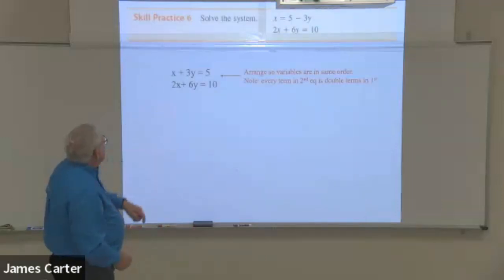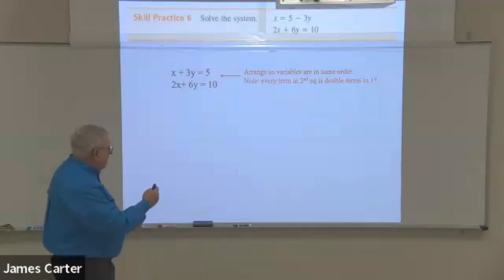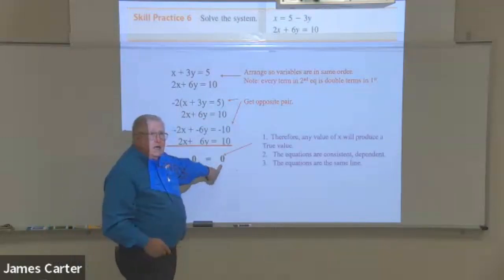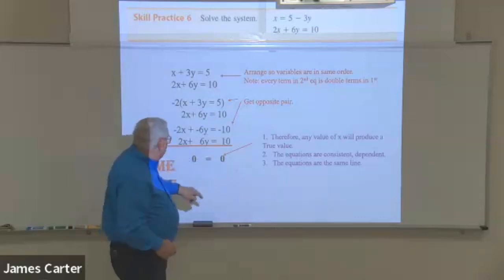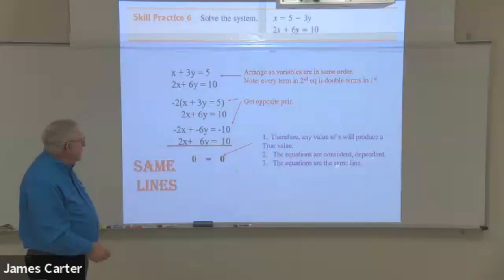Now, here, notice my variables and numbers are not in the same order. If I'm going to do it by the addition method, I've got to arrange them in the same order. If I'm doing it by the substitution method, then I've already got an isolated variable. In this case, we're doing it by addition. And once again, we get an equality statement. That means that these are the same lines, okay? They are both consistent and dependent, and they are the same line.